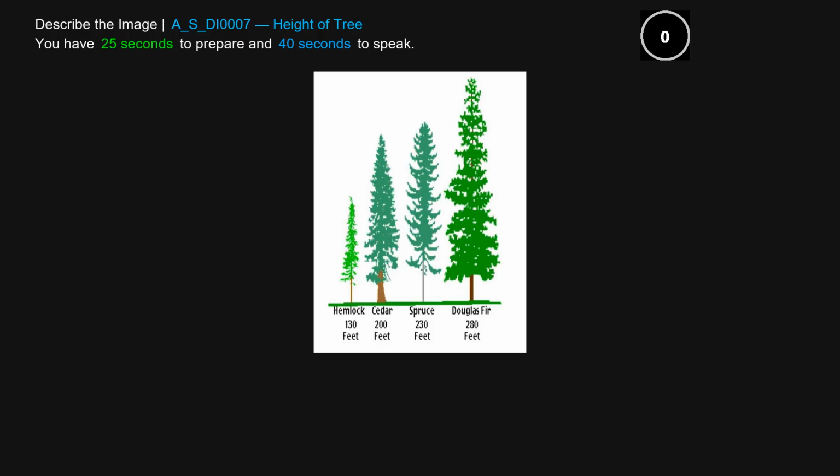Other information is given about spruce, which is 230 feet. Overall, the image is shown with green and brown color, which highlights the key information.